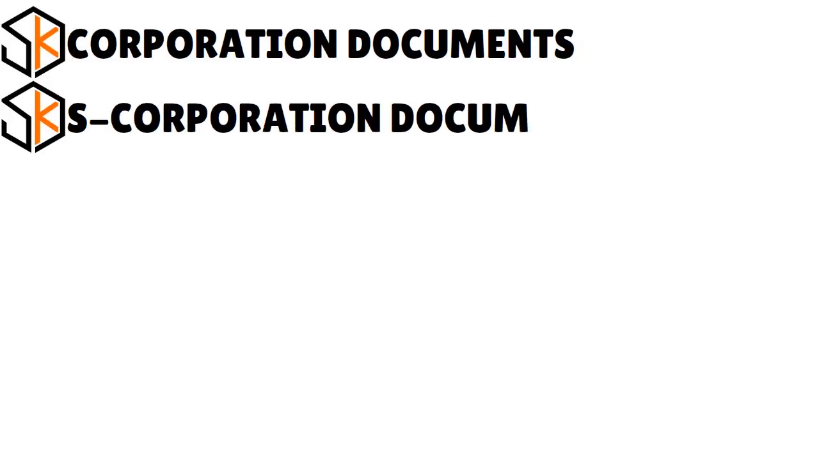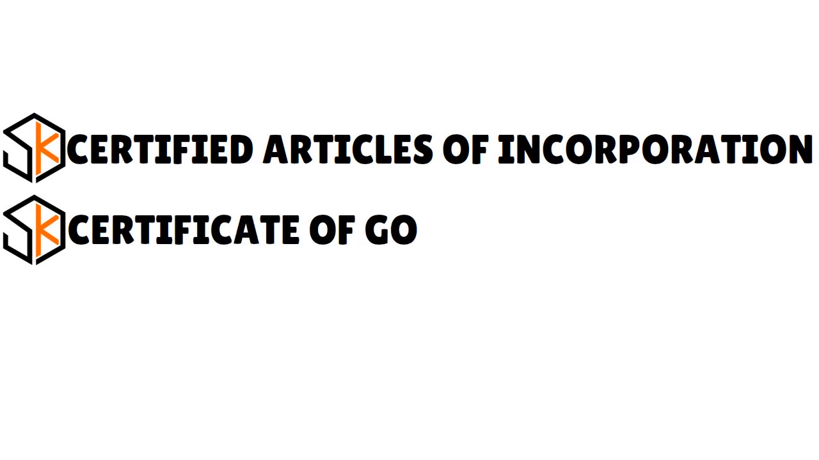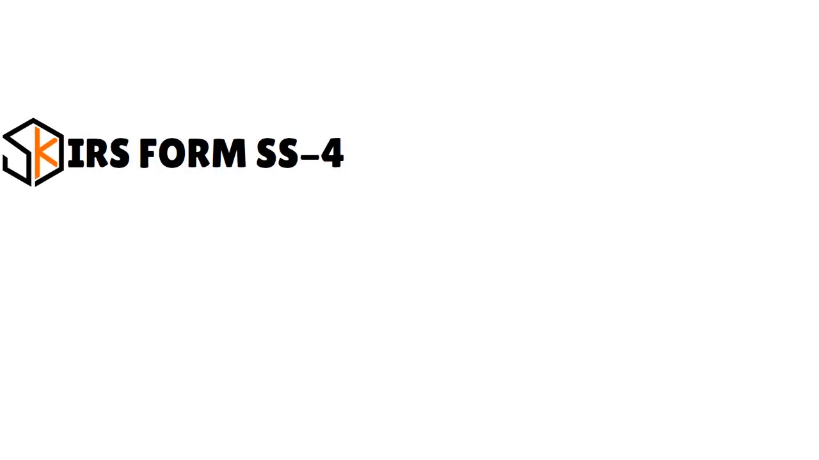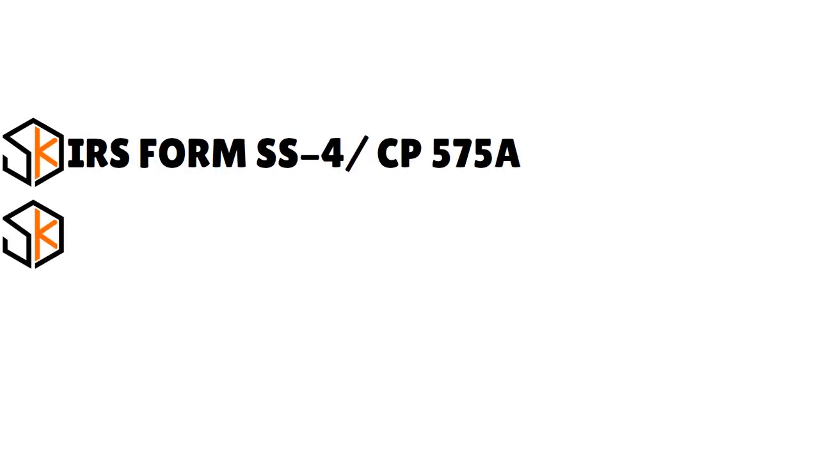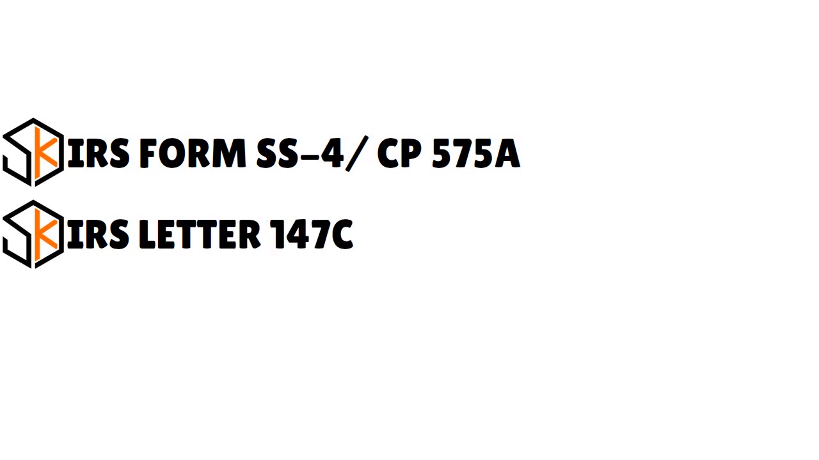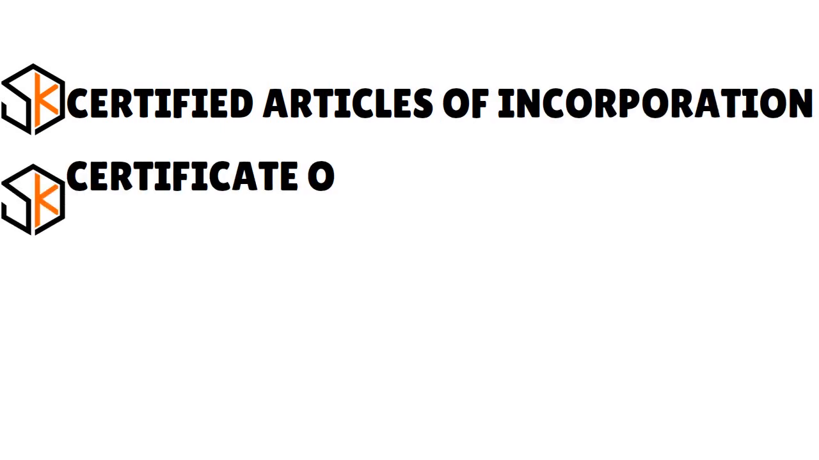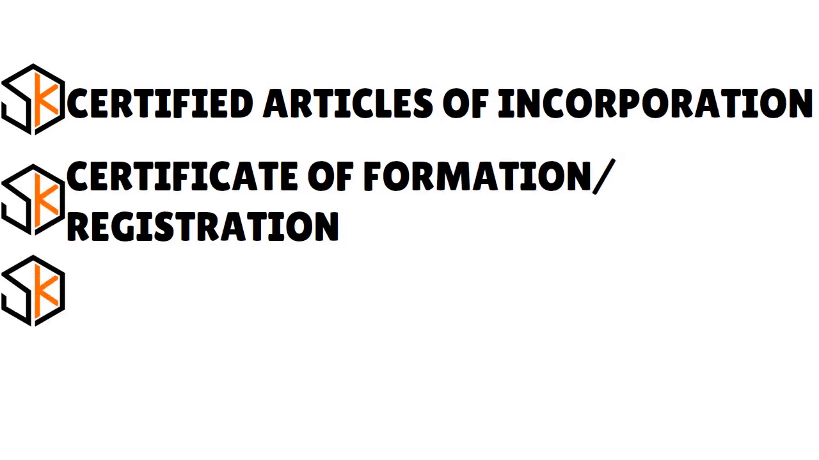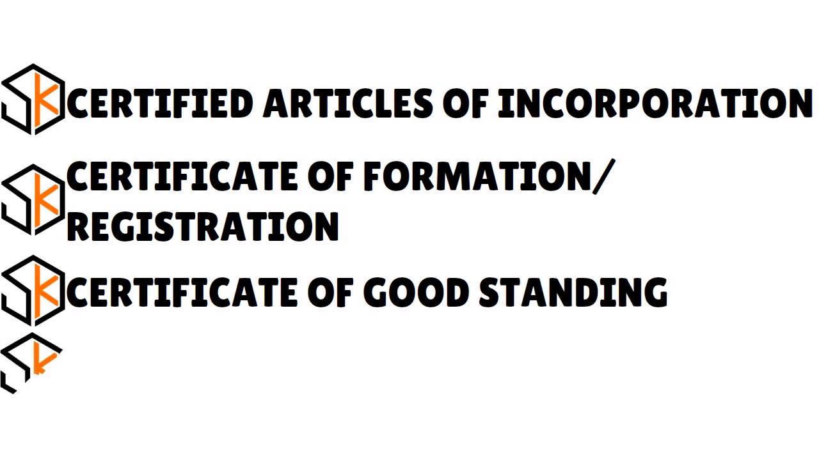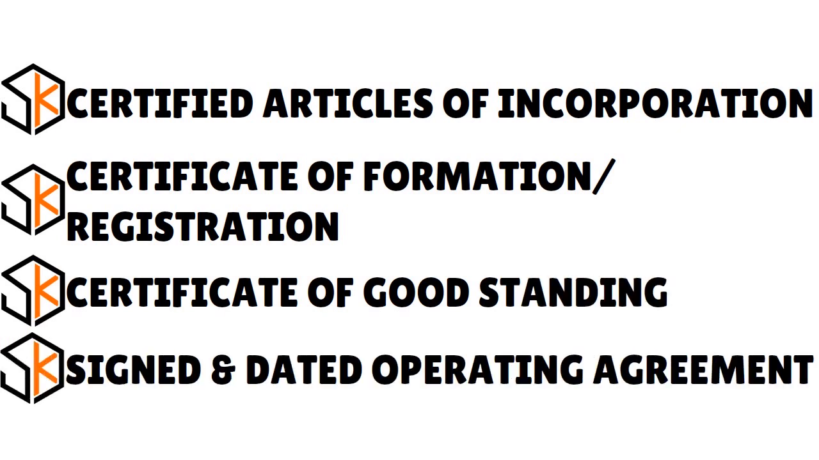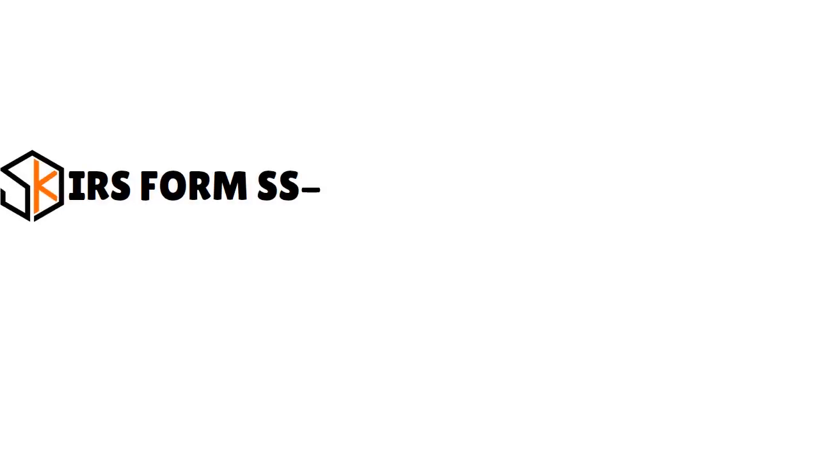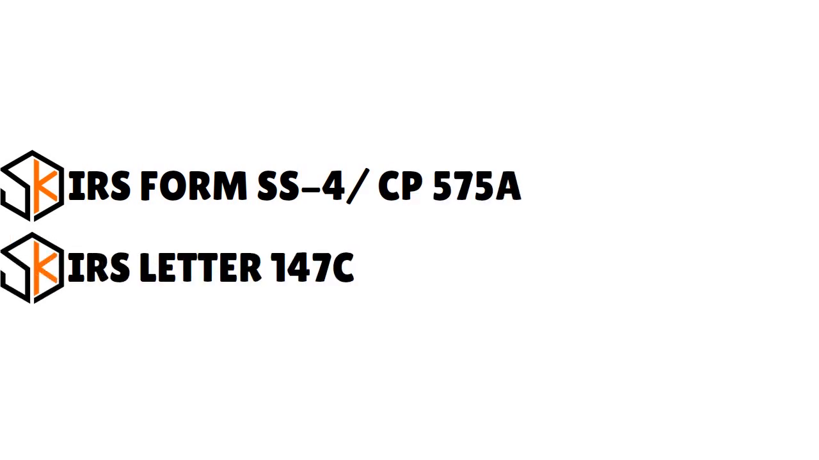What about S corporation documents? You want to have a certified articles of incorporation or certificate of good standing and IRS form SS4 CP575A or IRS letter 147C. What about LLC documents? You want to have certified articles of incorporation or certificate of formation or registration or certificate of good standing or signed and dated operating agreement and IRS form SS4 CP575A or IRS letter 147C.